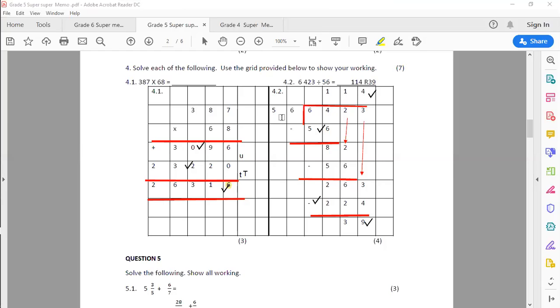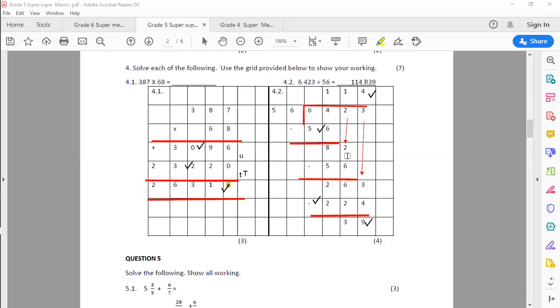Yes. So we're going to see how many times 56 goes into 64. Then it goes 1 time. So then we put the 1 over there. Then we're going to say 1 times 56 is 56. Then 64 minus 56 is 8. Then we bring down the 2. Then how many times does 56 go into 82? It goes 1 time again. So then we put the 1 over there. Then 1 times 56 is 56.